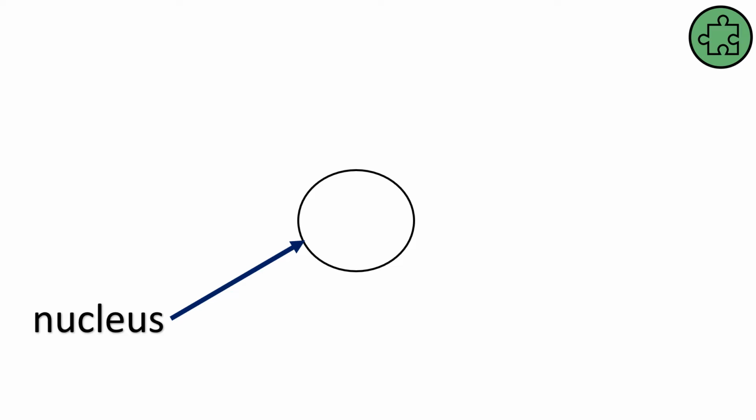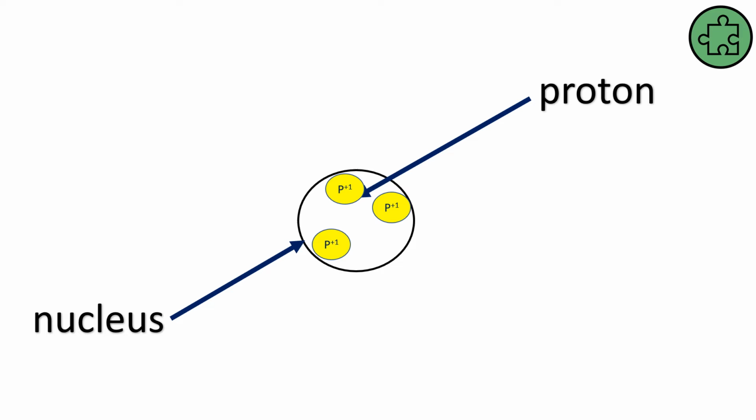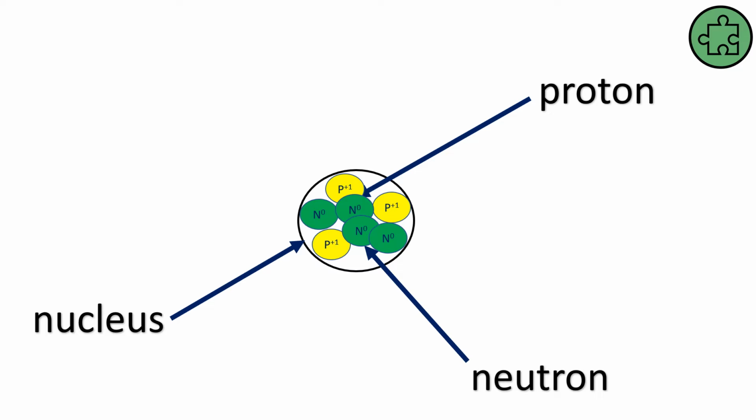Inside the nucleus, we have two types of subatomic particles. We have protons, which are coloured in yellow, and we have neutrons, which are coloured in green. I'm going to come back to the detail about these in a few minutes.